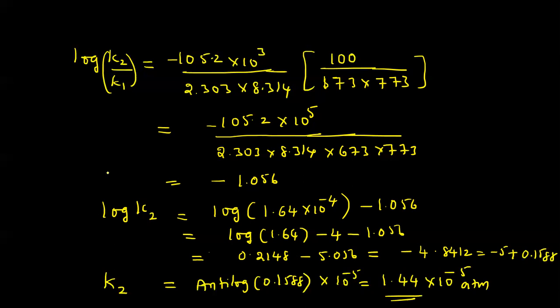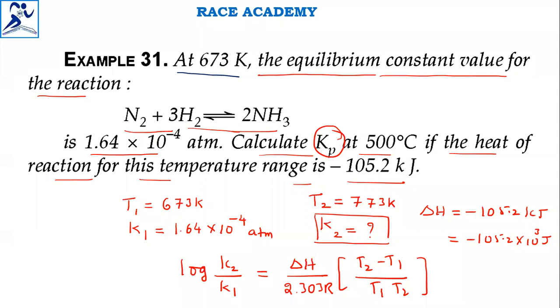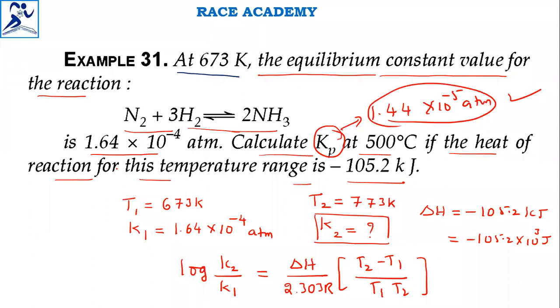Hope you understand. First we took the logarithmic form of the Arrhenius expression, then substituted the delta H value, T1, T2, R value and K1 value to find K2, the equilibrium constant at 773 Kelvin. The equilibrium constant we got is 1.44 into 10 to the power of minus 5 atmospheres. This is the right answer for this question.